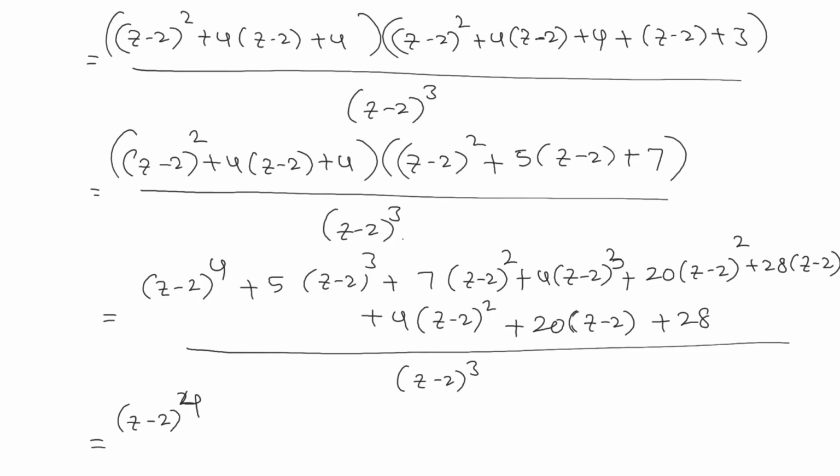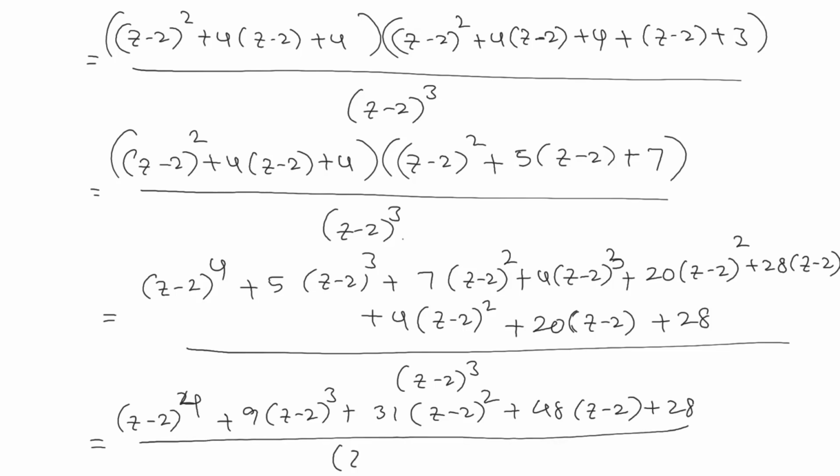And in total this expression is (z minus 2) to the power of 4 plus 9 times (z minus 2) whole cube plus 31 times (z minus 2) whole square plus 48 times (z minus 2) plus 28, divided by (z minus 2) whole cube. So now from this step we can easily see the coefficient of the term (z minus 2) is 48.